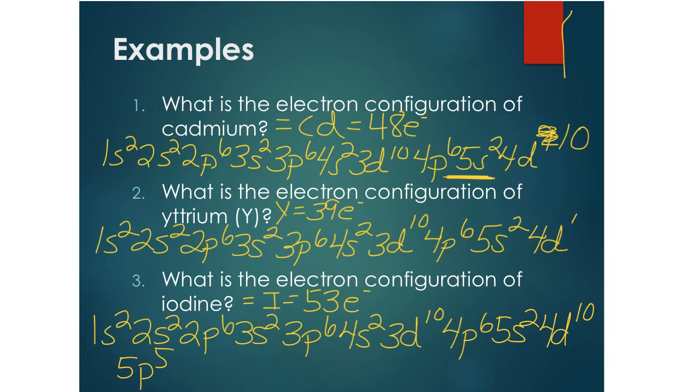If they asked us how many valence electrons, we already know group 17 has 7 valence electrons. 2 in the 5s, 5 in the 5p. So we have 7 valence electrons total, because these ones here are in the 5th energy level.